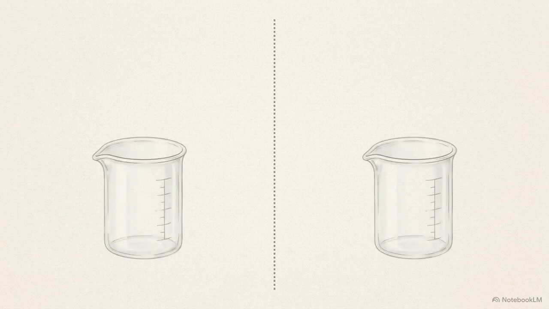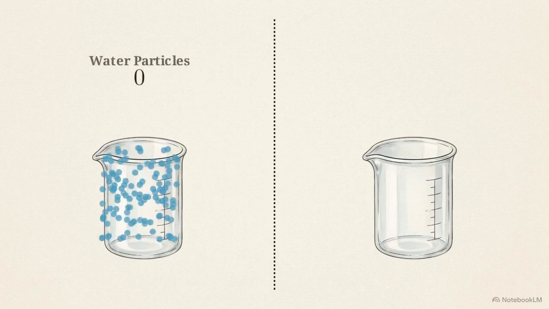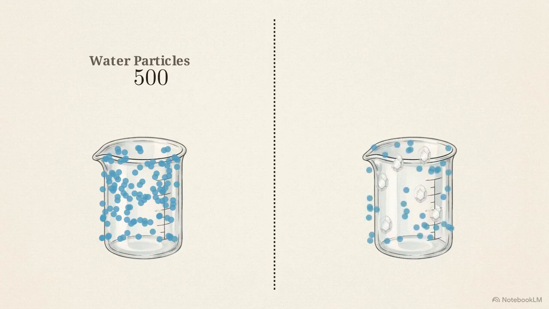To see how osmosis works, we need to compare two different environments in this diagram. On the left side, we have pure water, 100% blue water particles. On the right, we have a concentrated salt solution, mixing water with large white salt crystals.